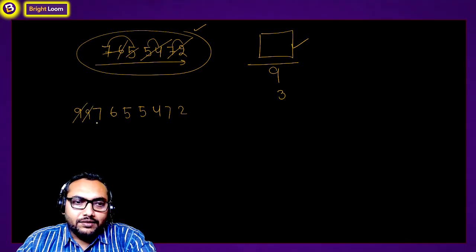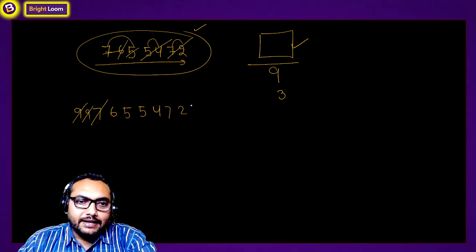Okay. Now 7 is not divisible by 9, but I know that 7 and 2, 9, is divisible by 9. 5 and 4 are not divisible by 9 individually, but 5 plus 4, 9, is divisible by 9, right? Then 7 plus 5, 12, is not divisible by 9, but plus 6, 18, is divisible by 9, right? So together we can add them and get it.